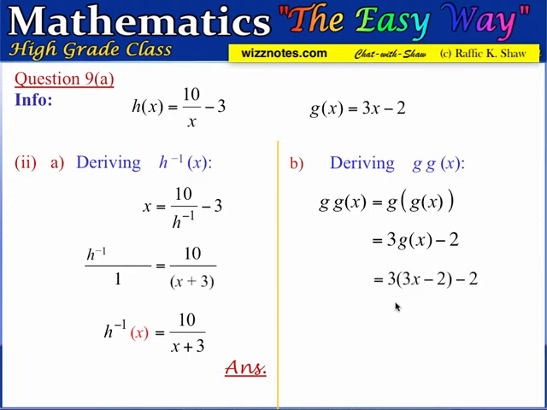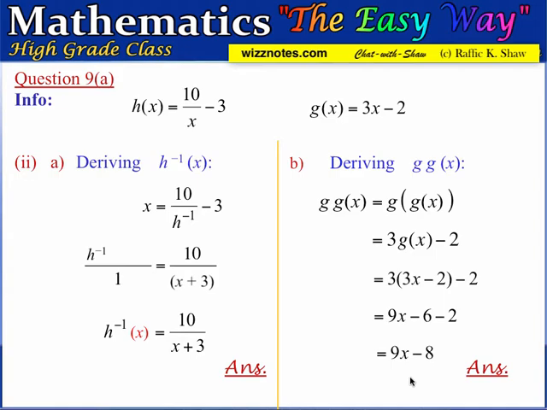And so this reduces to 3 multiplied by 3x minus 2, minus 2. And we can proceed now by simplifying this expression, and this is it. 3 multiplied by 3x is 9x, 3 multiplied by negative 2 is negative 6, and we have negative 2 coming back here. And so that reduces to 9x minus 8. And so that's the answer for this part.